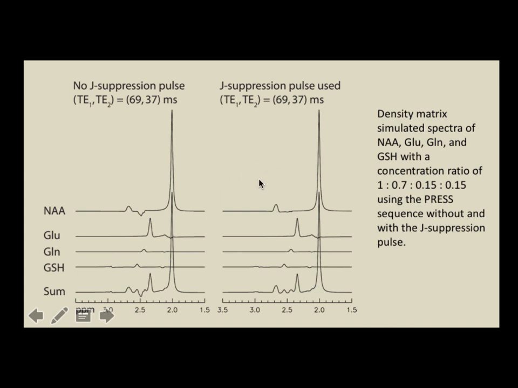So with our optimized J suppression pulse, you see the NAA signals at 2.5 ppm are almost all gone. Then when you sum up all those signals, we can still see the glutamine peak and the glutathione peak. So this is the simulation.